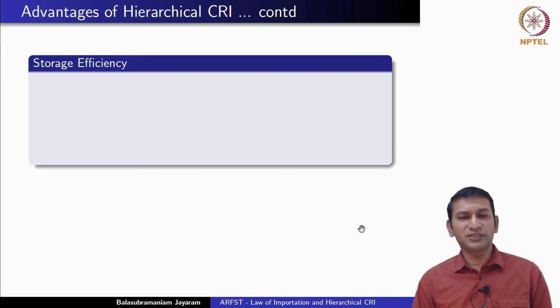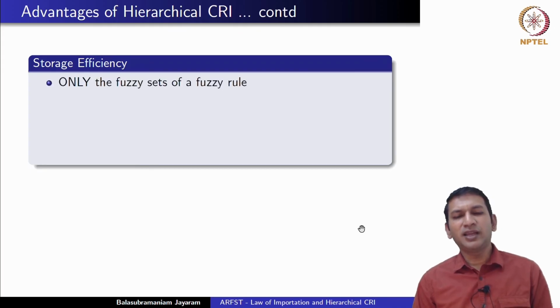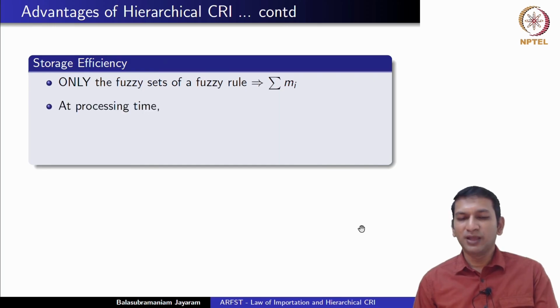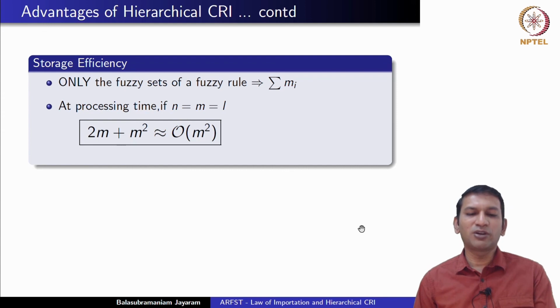What about the storage efficiency? You notice that at any point of time we are only storing the fuzzy sets of a rule, we are not storing the rule relation at all. So that means if in each of the domains there is mi discretization, the number of points of discretization is mi, essentially sigma mi is what you need to store. And at processing time, of course, we need a relation and the given input and the given output. So essentially it is 2m plus m square. So order of m square is the highest thing that you will take.